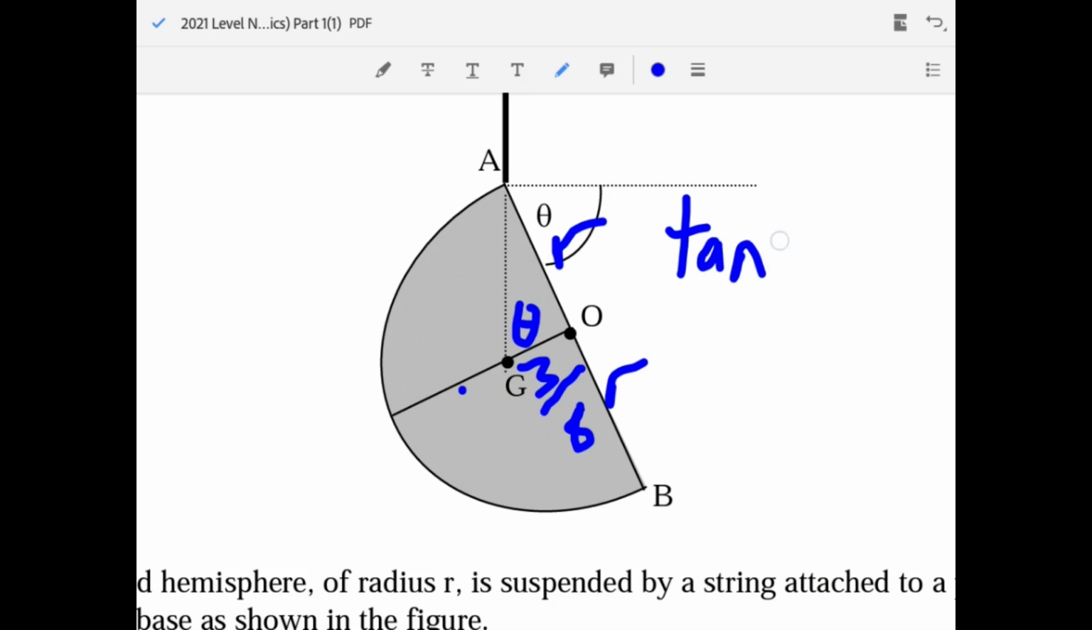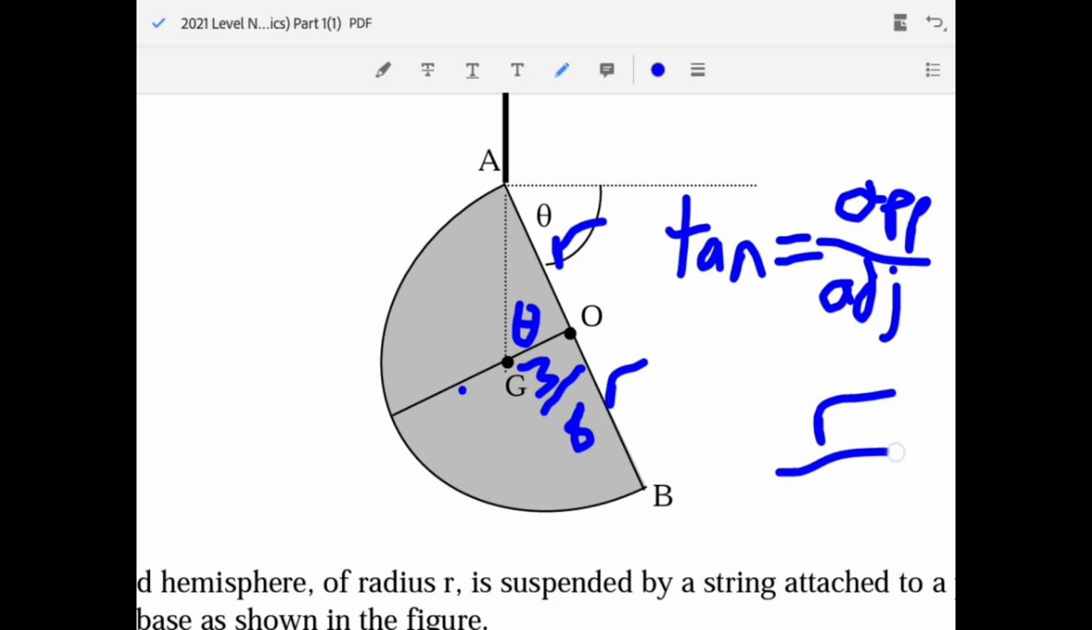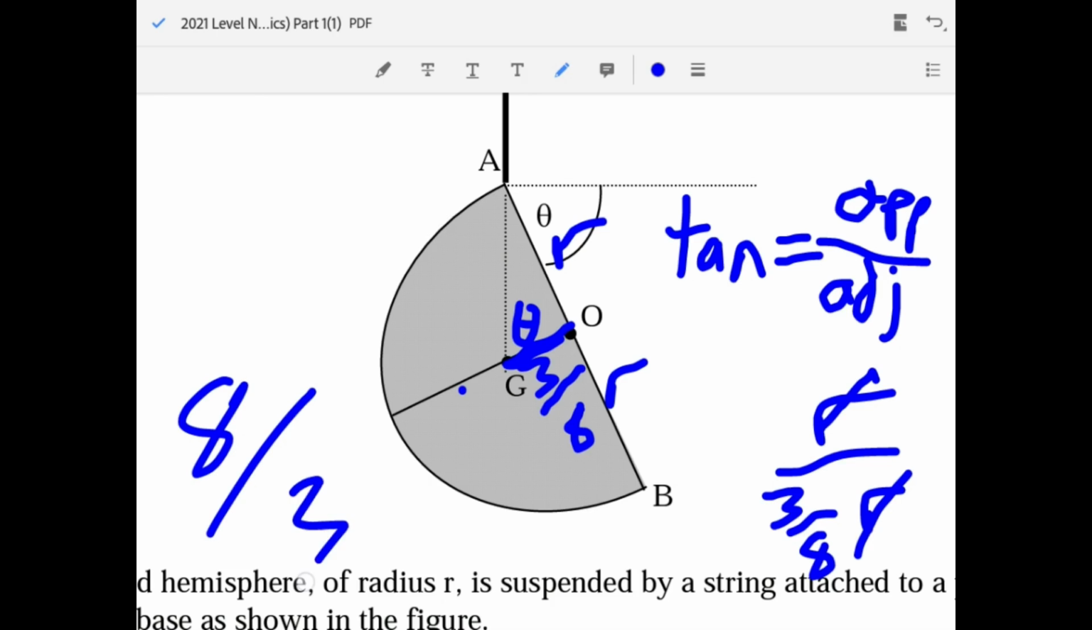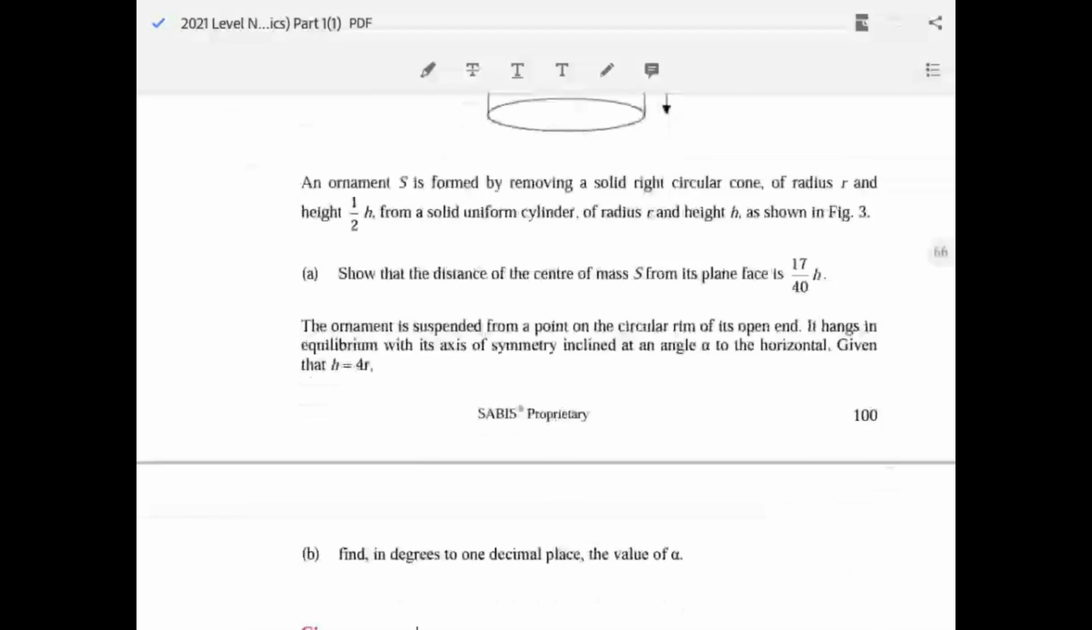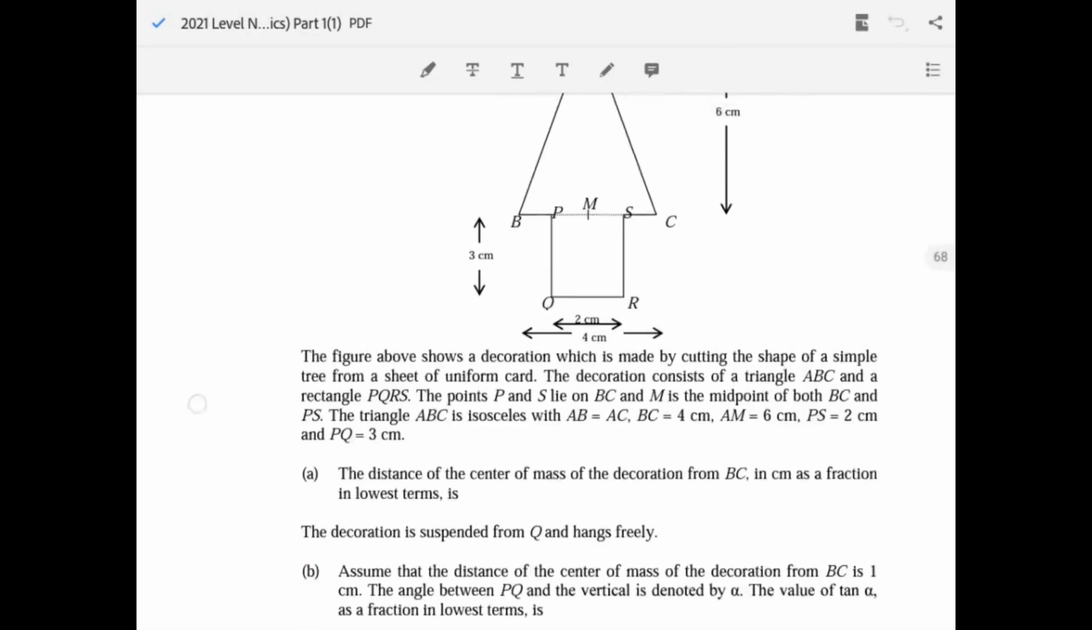So tan is opposite over adjacent. Now if you look here, alpha, the opposite is r, over adjacent, which is 3 over 8 r. Now you just simplify it. R and r cancel, 3 over 8 is in the denominator, you move it up, so you get 8 over 3, and that's tan alpha. And then to get alpha, you do tan inverse of that in your calculator.